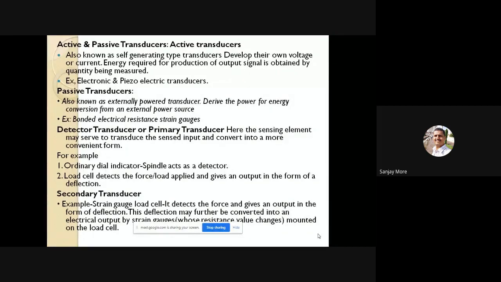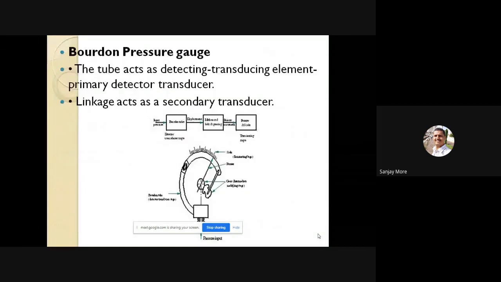Then secondary transducers. In a secondary transducer, for example, strain gauges, load cell. It detects the force and gives an output in the form of deflection. This deflection may further be converted into an electric output by strain gauges mounted on the load cells. See the Bourdon pressure gauge.